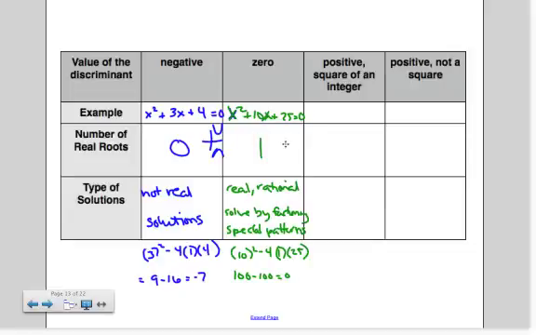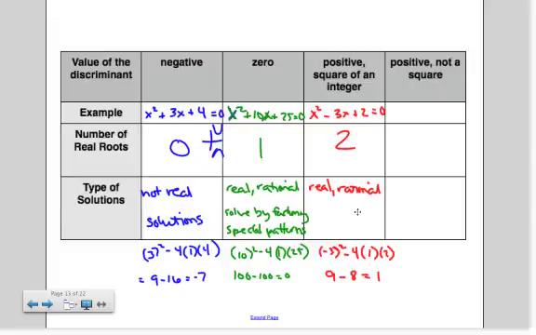If you have a positive square of an integer, for example, if I have x squared minus 3x plus 2 equals 0, well, b squared, that's negative 3 squared, minus 4 times 1 times 2. That would be positive 9 minus 4 times 2, which is 8. That's 1. So this is a perfect square. 1 is a perfect square. There are two real roots, and the type of real roots, they're real and rational.